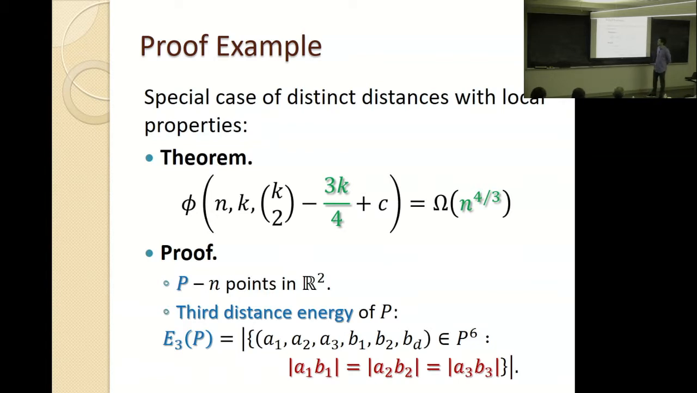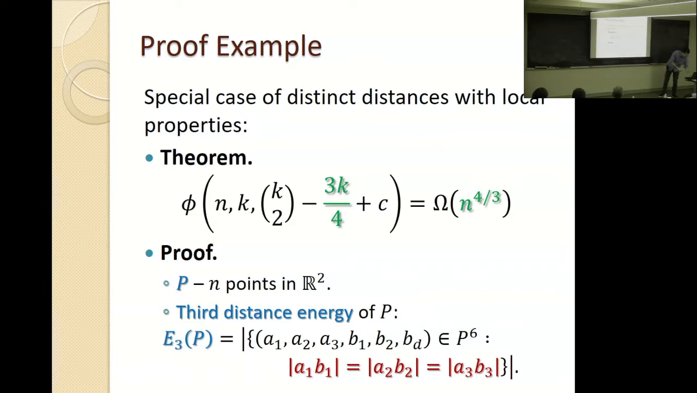So we want to show. Okay, so let's take a set of m points in the plane that has this nice local property. And we're going to look at the third distance energy. So what's the third distance energy? We want to look at 6-tuples of elements from the point set, where (A1, B1) has the same Euclidean distance as (A2, B2) and (A3, B3). That's all we're looking at.